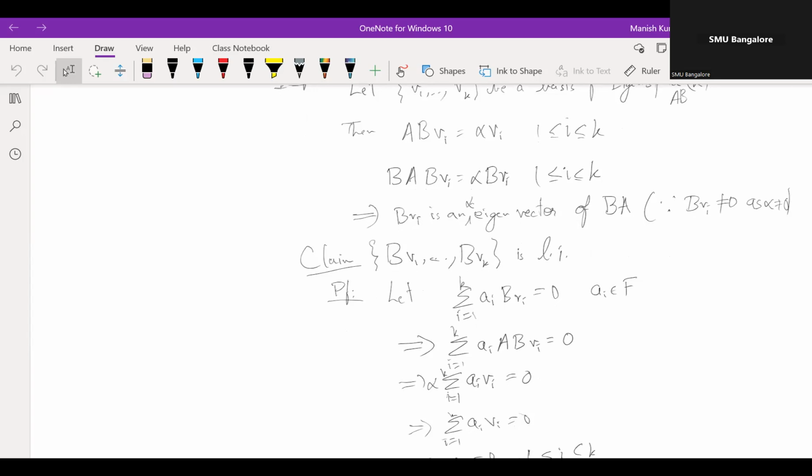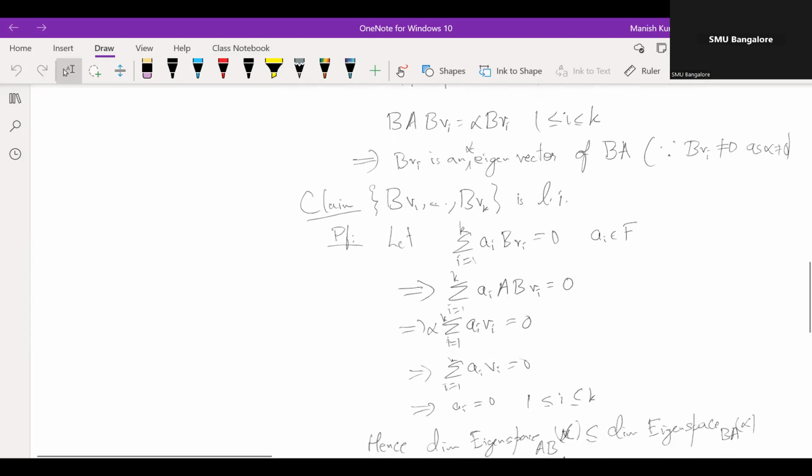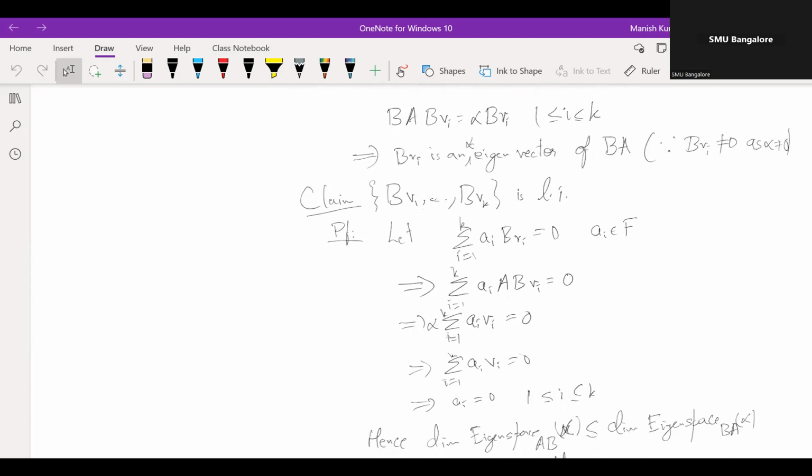But alpha was non-zero, so that tells you that summation a_i v_i is zero, and hence, since the v_i's were linearly independent, that tells you that the a_i's must be zero. So that completes the proof of the claim that this is linearly independent. Is that okay?